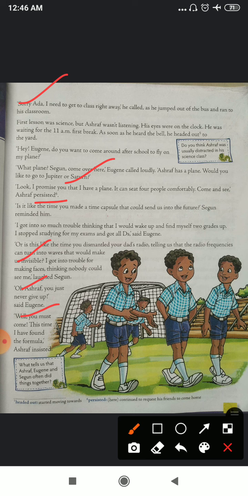Insisted means when we are forcing someone, when we are requesting someone to come. So this time what is Ashraf requesting of his friends? He said, "No, this time my invention is very good. So you both have to come to my home and you can see my invention."